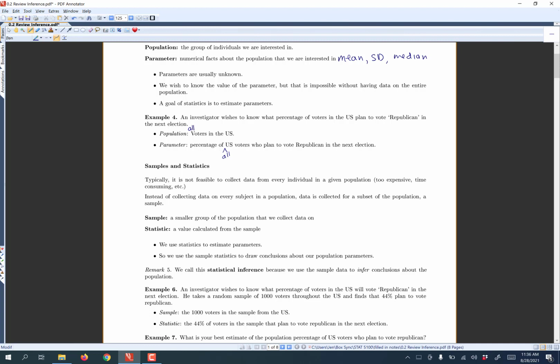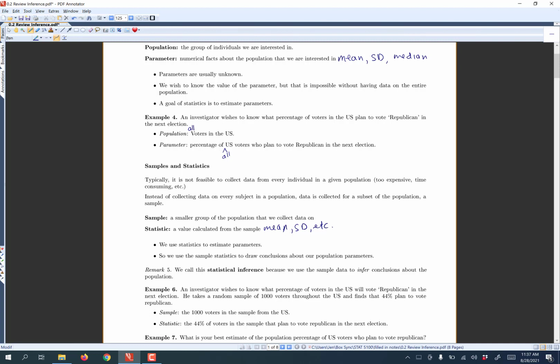Our statistic is a value calculated from the sample. Again, that could be like your mean, your standard deviation, etc. We can calculate lots of things. Now we can use those statistics to estimate our population parameters. So we use our sample statistics to draw conclusions about our population parameters. We call this statistical inference because we use the sample data to infer conclusions about the population.